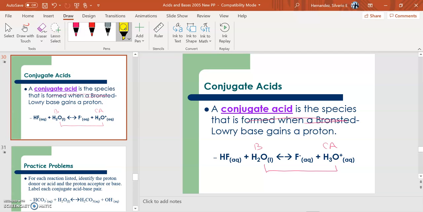Looking at a conjugate acid, similar process here. The conjugate acid is what's formed when the Bronsted-Lowry base gains a proton. So here you'll see that the water is the one that gained the hydrogen ion or that proton. And when it gains that hydrogen ion or that proton, it becomes an acid.